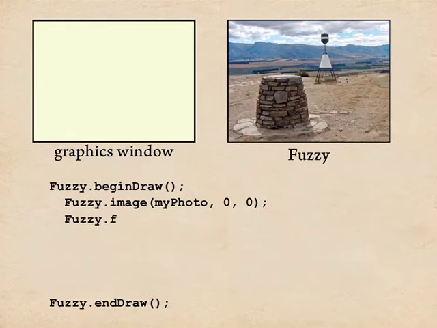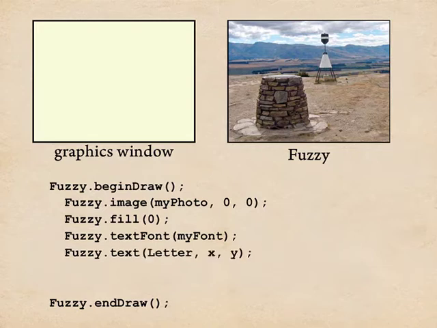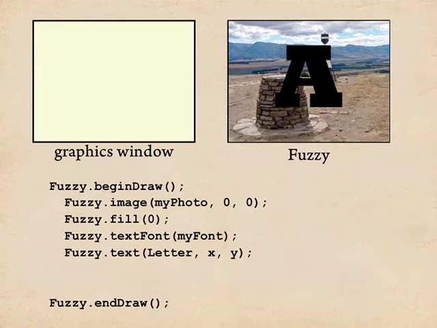So I tell fuzzy to fill with 0. I tell fuzzy to set the text font to be my font, and then I tell it to draw the letter of my choice. Here, letter is a character variable, and I give it the position X, Y. So if the letter is a capital A, splat, we get a capital A on top of the photograph.